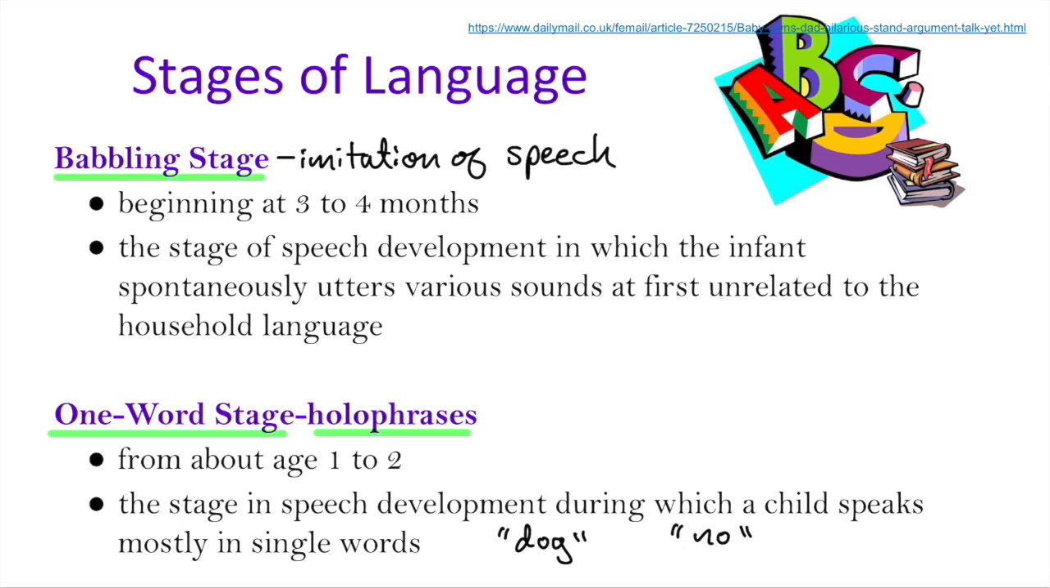Then you move into the one-word stage, which is holophrases. It's exactly what it sounds like. These are very straightforward. Babbling stage makes no sense. They're just imitating. One-word stage, they can speak in single words. Okay, so words like go or no. That was one of the first words I ever learned. Maybe tax fraud? Stonks. Okay, that is the one-word stage from 12 to 24 months.